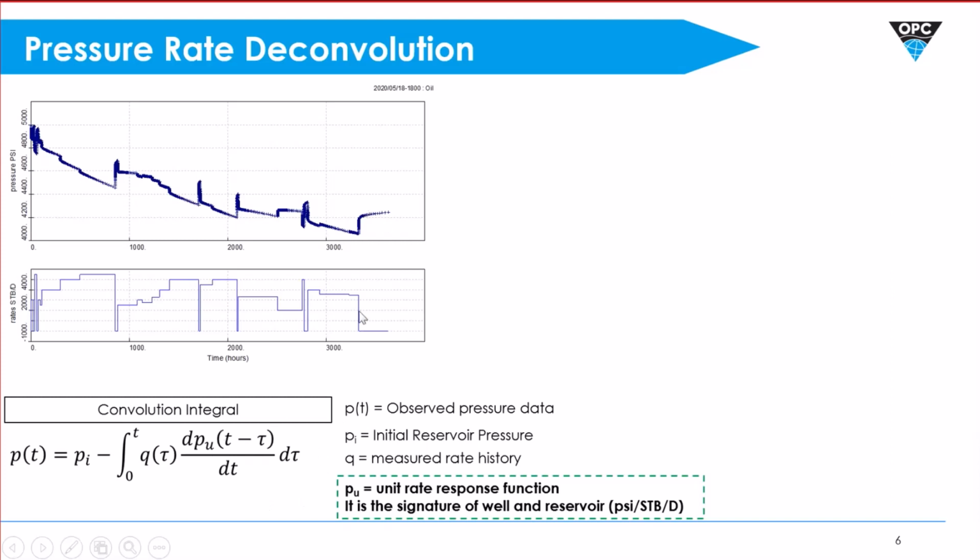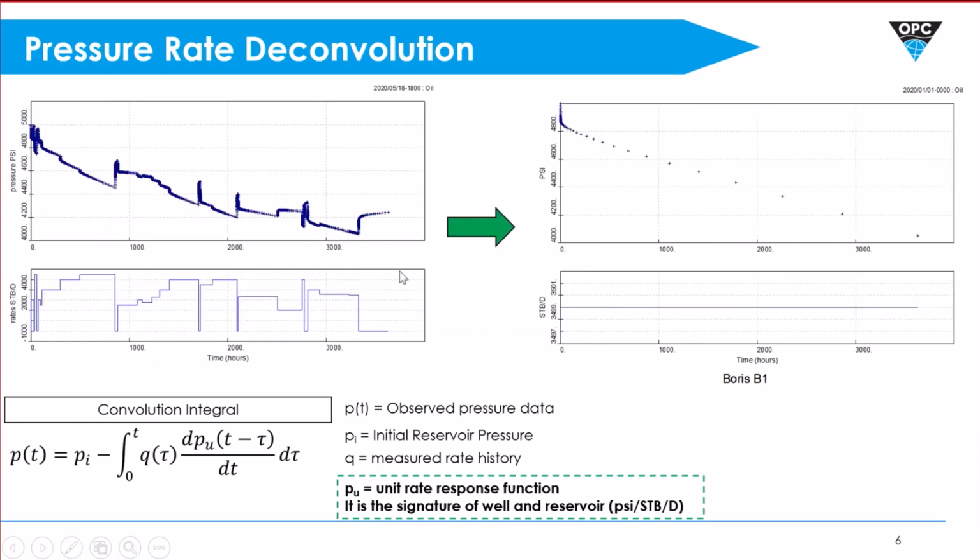So what is pressure rate deconvolution trying to do visually? Well, it's trying to convert this data here into this data. So that's the constant rate drawdown. And again, why do we want to do this?